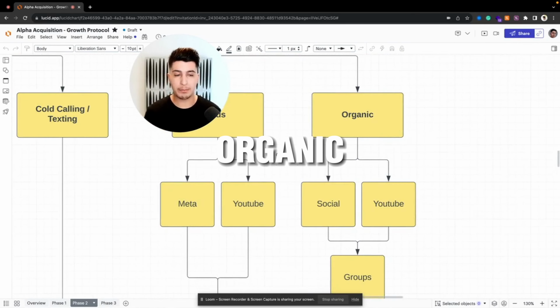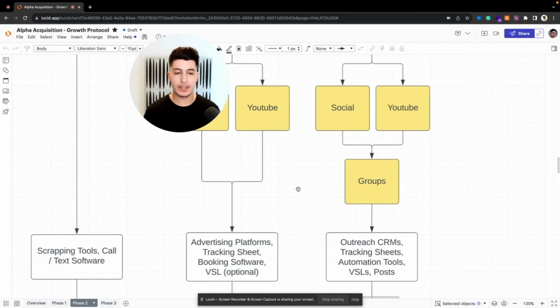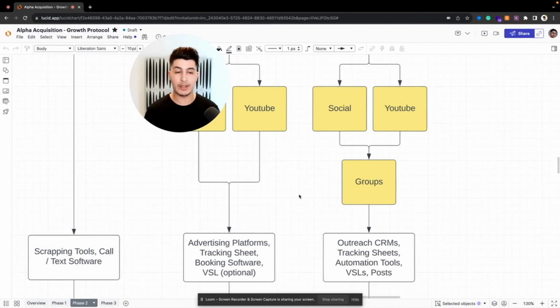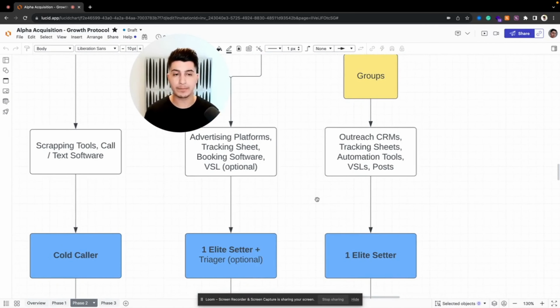Now, organic, pure organic, you have social, YouTube, and communities or groups. Very powerful ways of getting clients. Now, of course, when it comes to the infrastructure, they also need a lot of different components to make them work properly. So let's take a look at the components of the client acquisition infrastructure for both ads and organic.